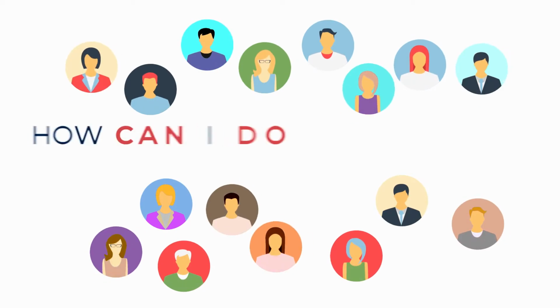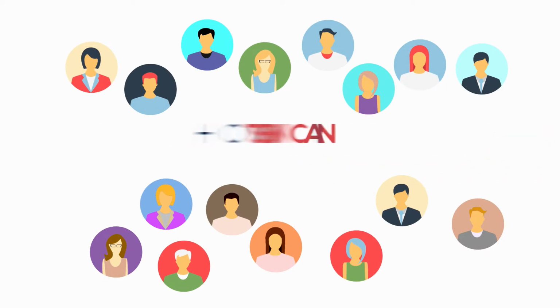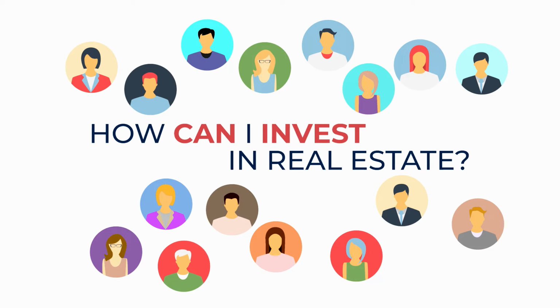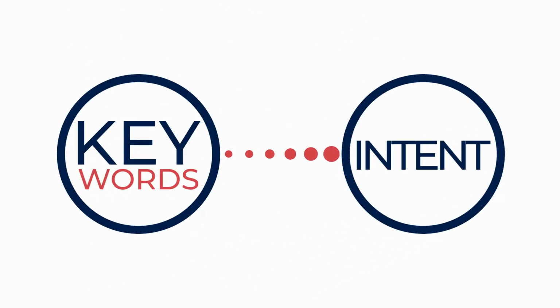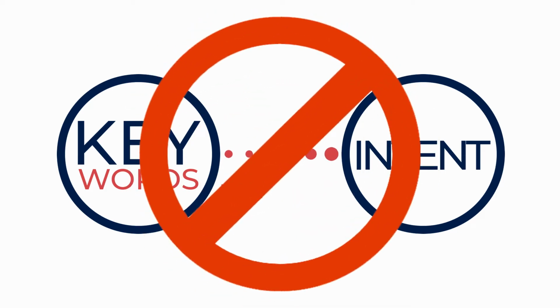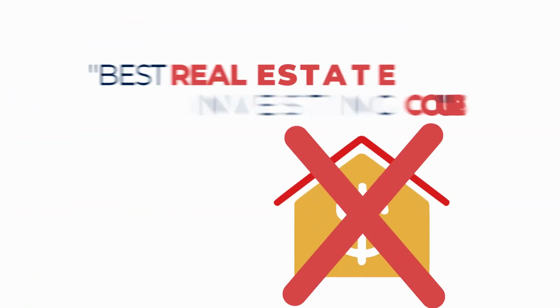Now, let's talk about YouTube. On YouTube, the search intent can vary a lot. For example, you'll often have a lot of people searching, how can I do Amazon FBA, or how can I invest in real estate? Now, these are keywords that signify intent, right? They're obviously interested, but they aren't searching for something like best real estate investing course. Now, some people do search for that, but it's not necessarily the lion's share.